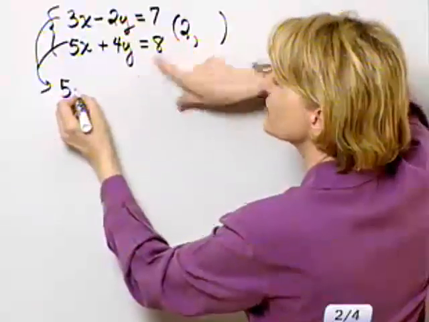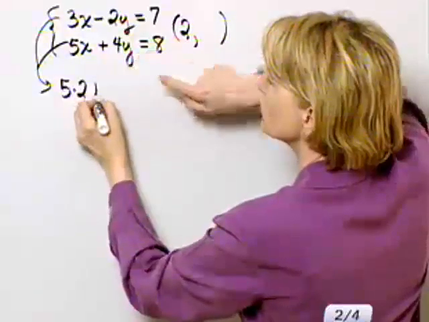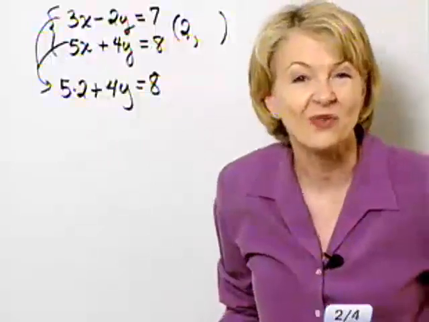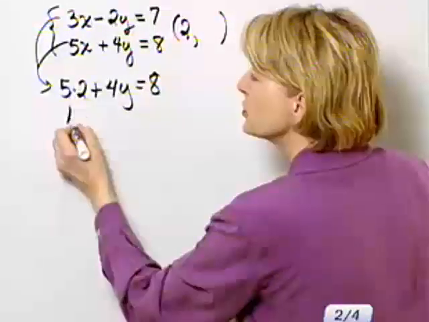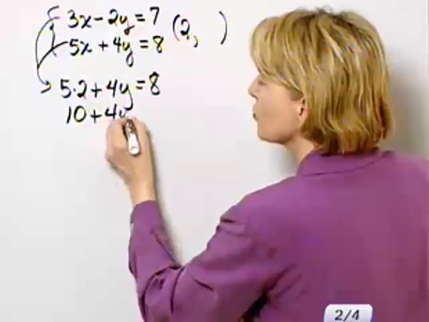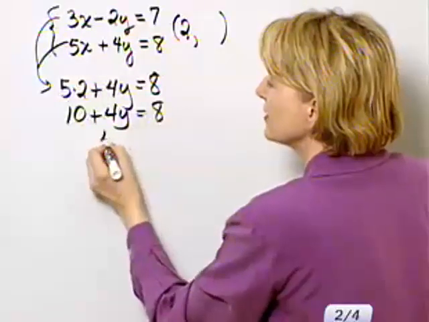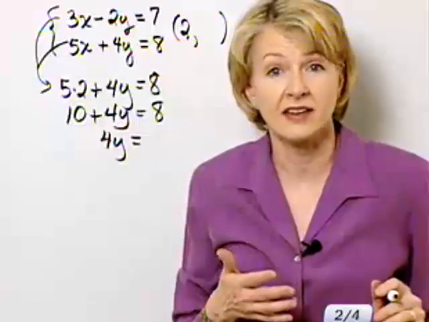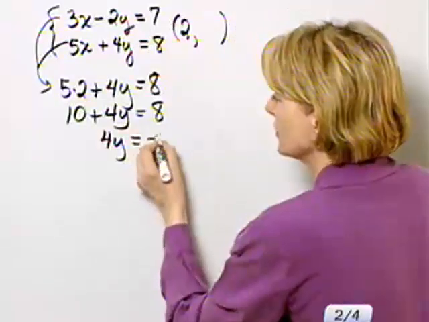So I have 5 times 2 plus 4y equals 8. And now let's solve for y. 5 times 2 is 10, plus 4y equals 8. So 4y is 8 minus 10, and that is negative 2.